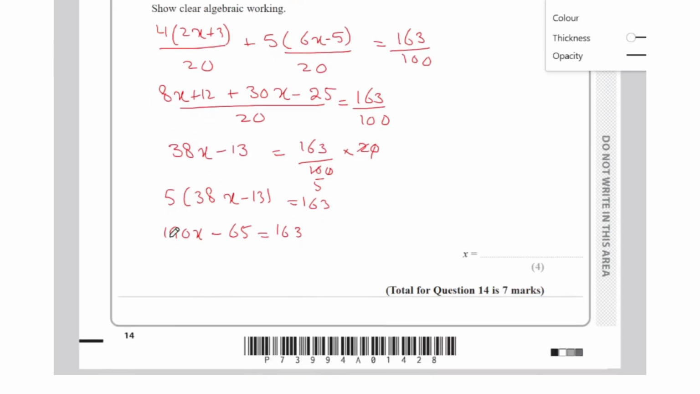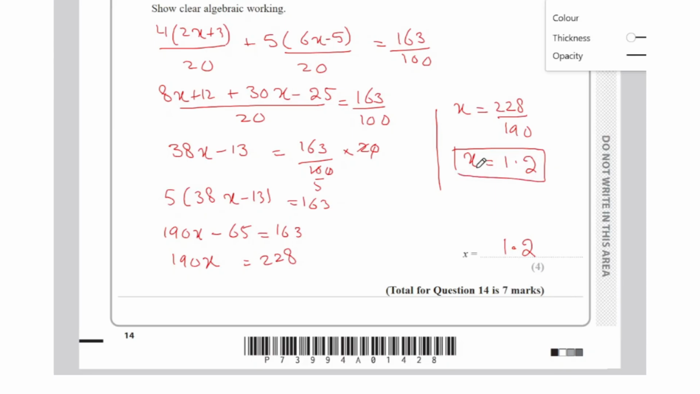Now we're going to do one more step. 190x is equal to 163 plus 65, that gives us 228. Now we're going to use this space as well. So this is 190x, yeah? So x is equal to 228 divided by 190. So we will get x is equal to 1.2. So we're going to write down our final answer here. x is equal to 1.2. So we've done question number 14b.